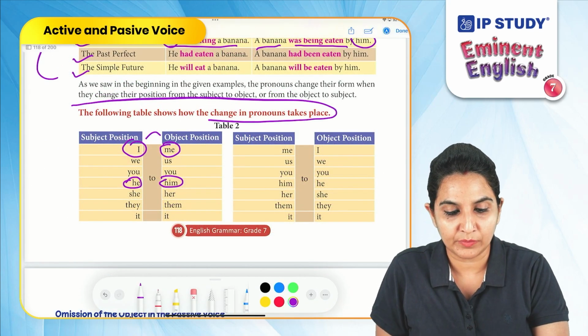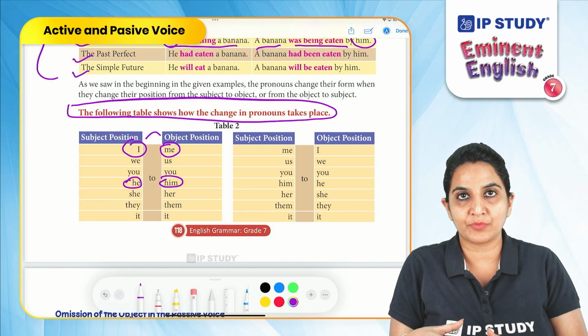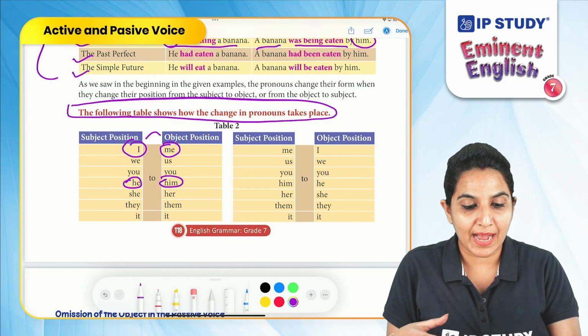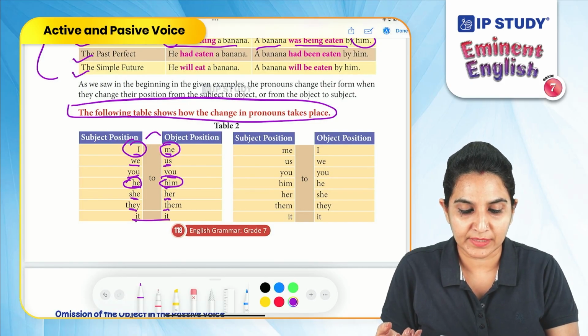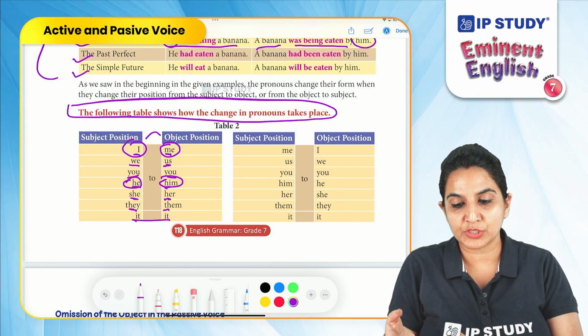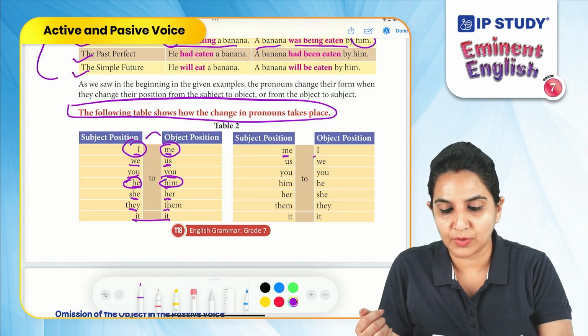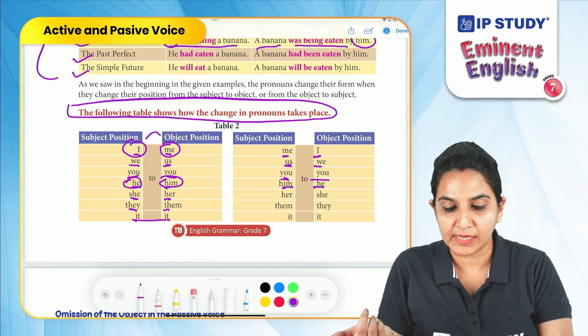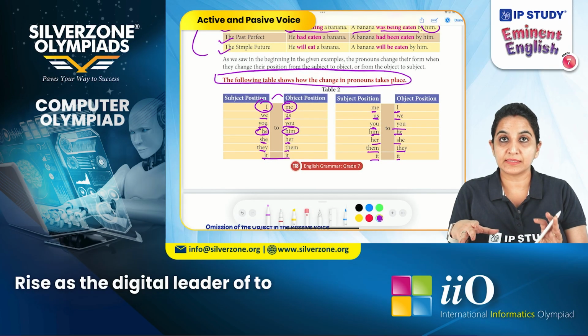In the following table, we will understand how the pronouns change from active to passive voice and from passive to active voice. I is changed into me, we to us, you remains you, he to him, she to her, they to them, and it remains the same. Similarly, while changing from the object position to the subject position, me to I, us to we, you remains you, him to he, her to she, them to they, it to it. So this remains the same.